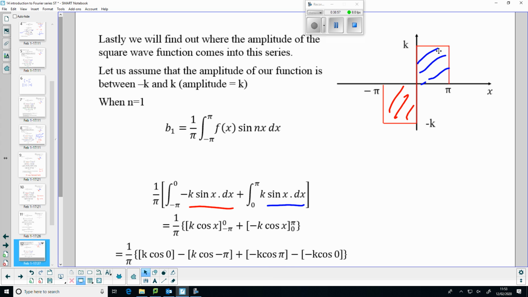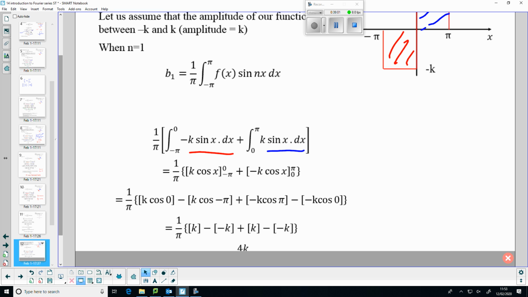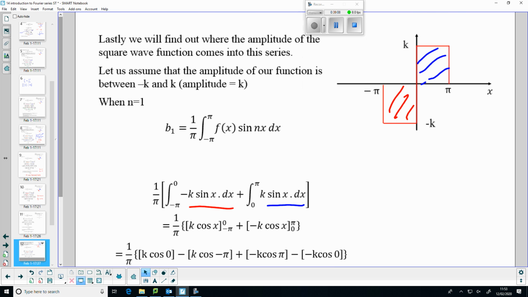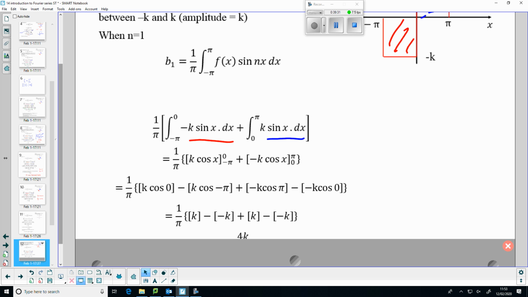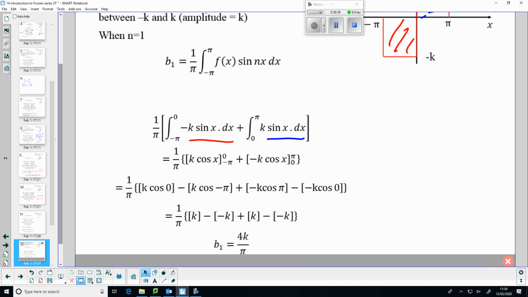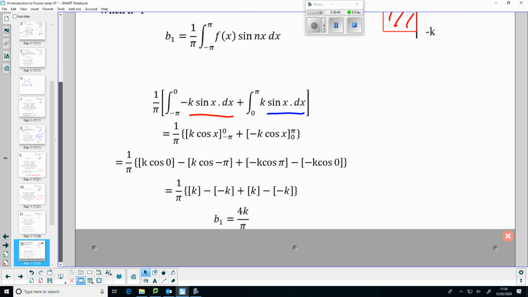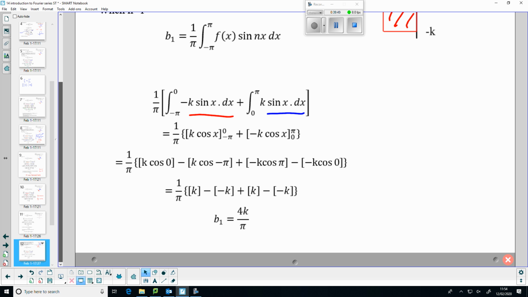We've got minus k sine x. We're only looking at B1 because we know there's a B1 from our previous problem. We're only going to get odd harmonics. And in fact, if the function will rotate about its midpoint and go over itself, so if you rotate it 180 degrees and it superimposes over itself, you're always going to get sine terms only. So that becomes integrate minus k cos x, expand, we end up with k minus minus k plus k minus minus k, we end up with 4k on the top where we just had 4 before. So that's where the amplitude comes in on that one.